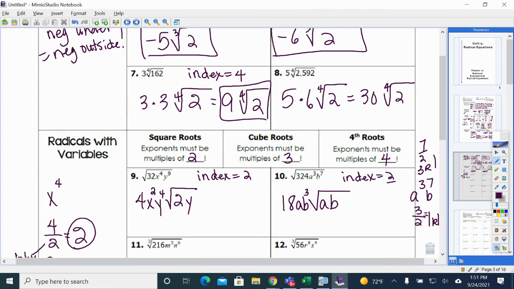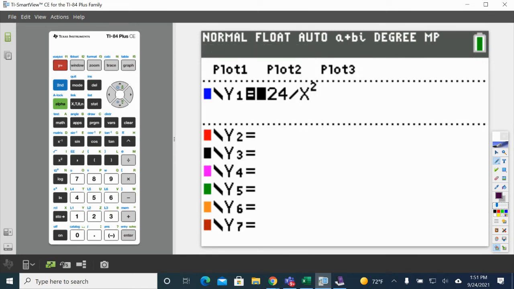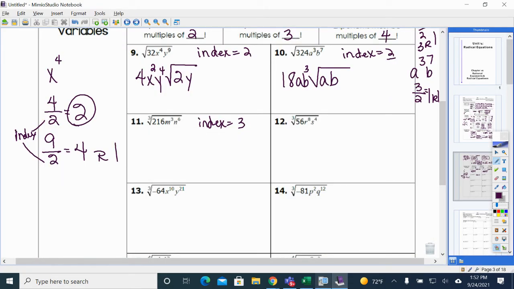Let's keep going. Number 11. Number 11 says the cube root of 216, m to the third, n to the sixth. So my index equals 3. My exponents on those variables need to be in multiples of 3. Let's first do the 216. So y equals 216 divided by x cubed, because again, your index is a 3. And it's equal to 6. Did I do that right? 216.